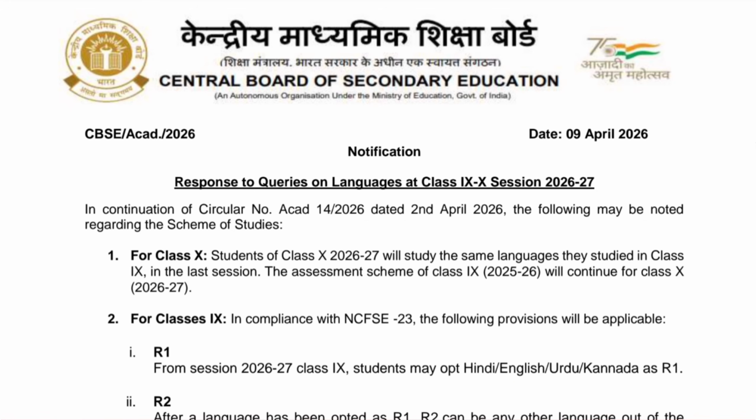So this is the official circular released by CBSE today, that is on 9th April 2026, with the subject response to queries on language at 9th and 10th for session 26-27.